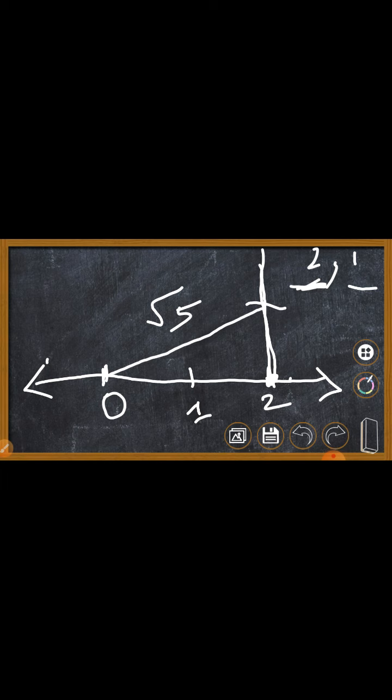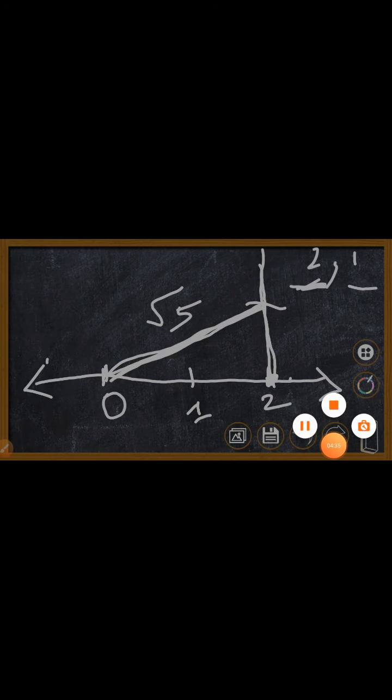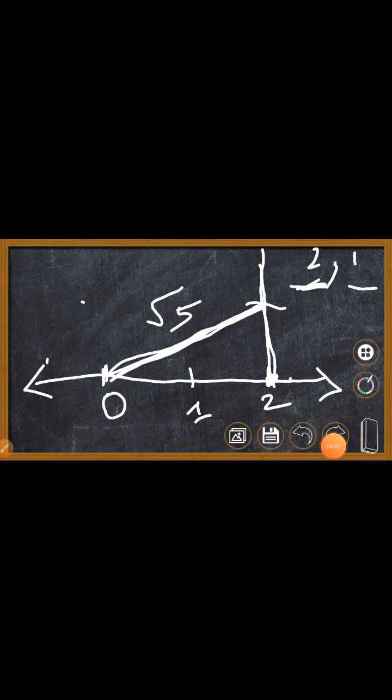But the question is that they have asked you to represent root 5 on a number line, and this hypotenuse is not on a number line. It's just the hypotenuse of a triangle. So you still have one more step to go. What is that one extra step you need to do now to represent this root 5 on a number line, rather than just a hypotenuse like this?